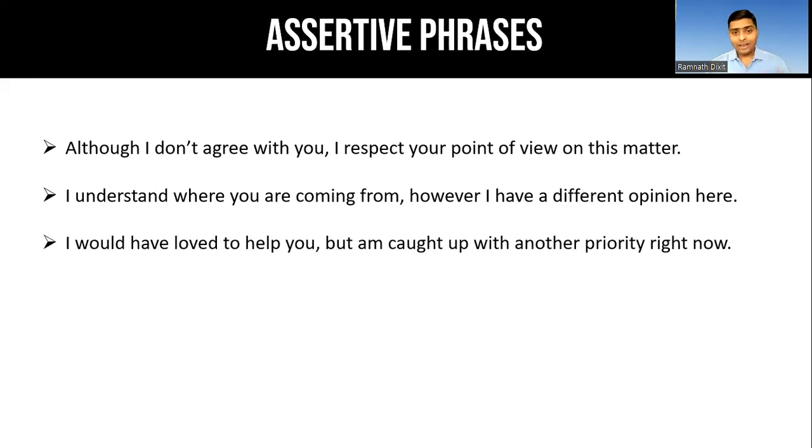I would have loved to help you, but I'm caught up with another priority right now. So when do you use this? Now, this is something which is to be used when someone knocks on your desk and says, you know what, I want you to share my workload. I want you to take up something off my plate. Well, you're already working on something which is important. Do you give up on that? You can't. So you've got to put it across saying that, look, I don't have any problem working for you, or completing your task. However, right now I'm caught up with another priority. I can't give up on that.